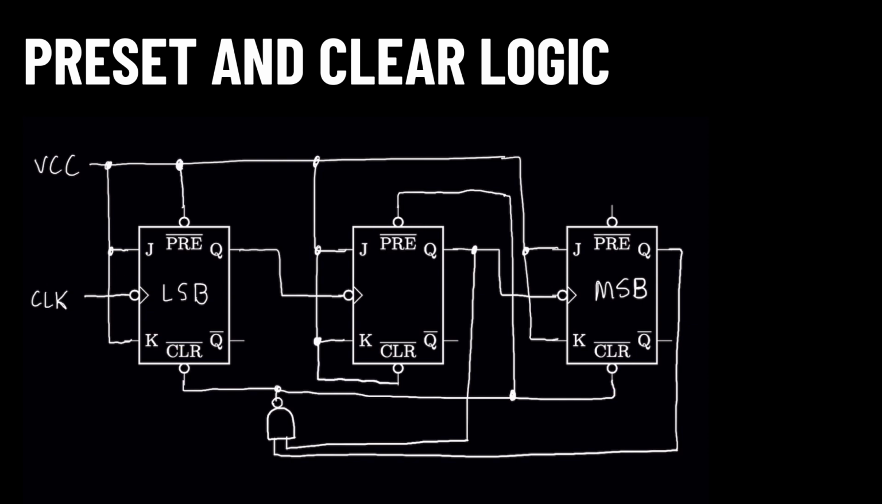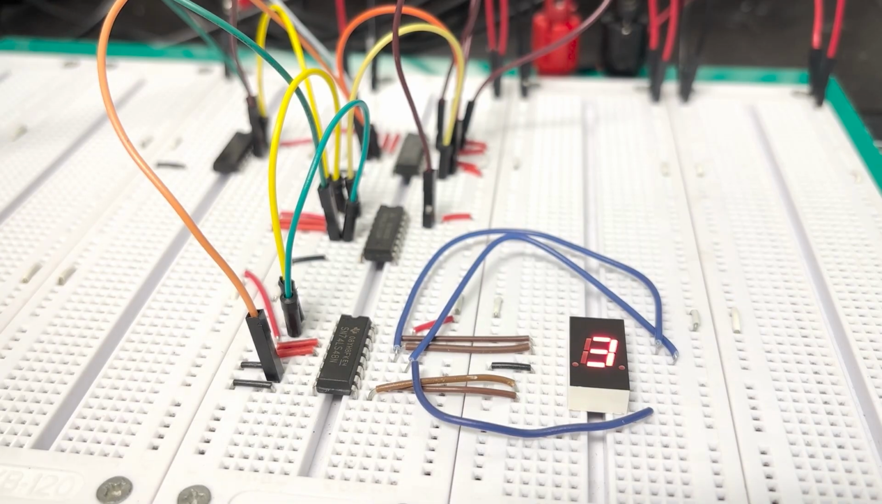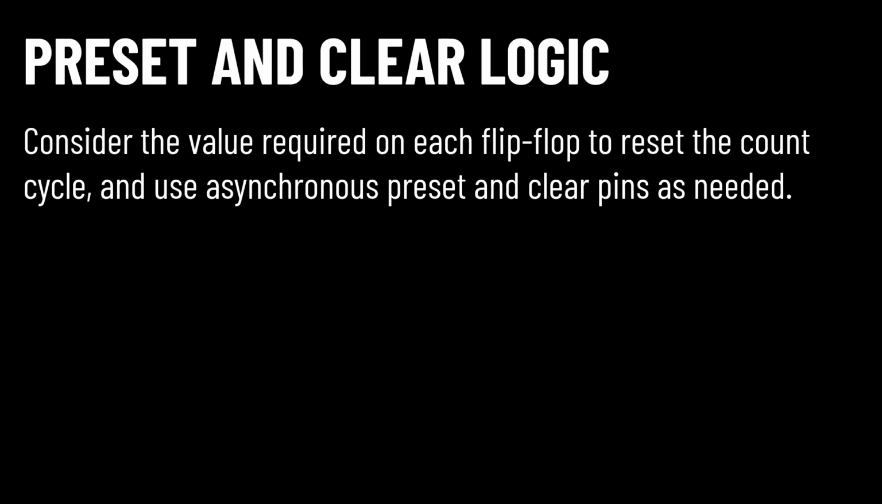The other unused asynchronous pins should be deasserted. When I demonstrate the circuit, you can see it repeat the cycle from 2 through 5. Remember, there is a glitch to 6, even if we can't see it with our eyes. When designing a circuit that resets to a value that isn't 0, consider the value required on each flip-flop to generate that reset value, and then use asynchronous preset and clear pins accordingly.